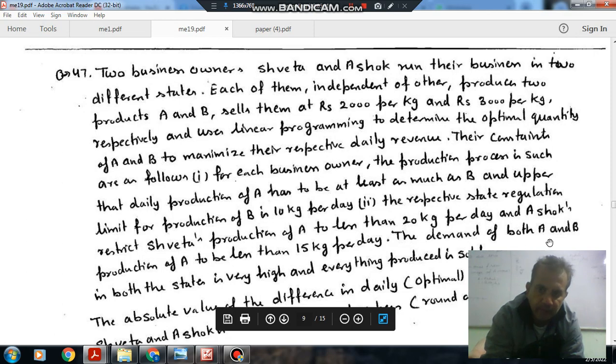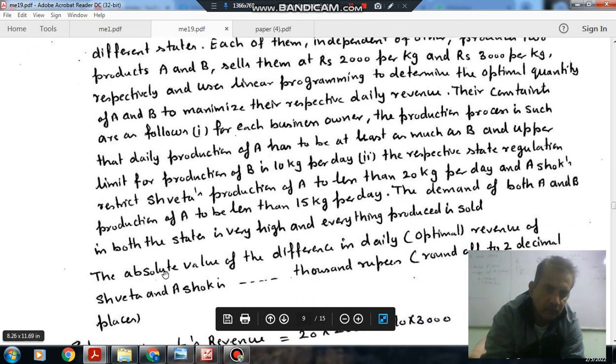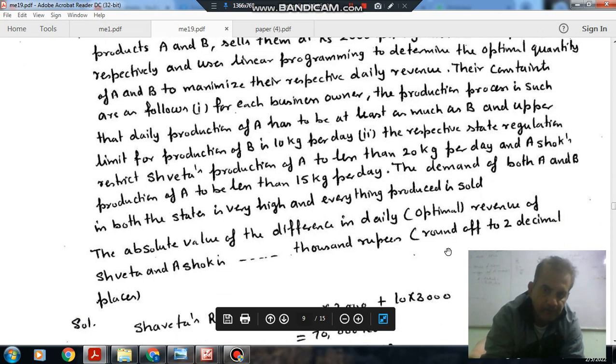The demand for both A and B in both the states is very high and everything produced is sold. So the absolute value of the difference in daily optimal revenue of Shweta and Ashok is dash thousand rupees, rounded to 2 decimal places.